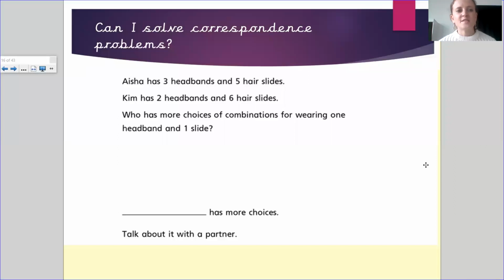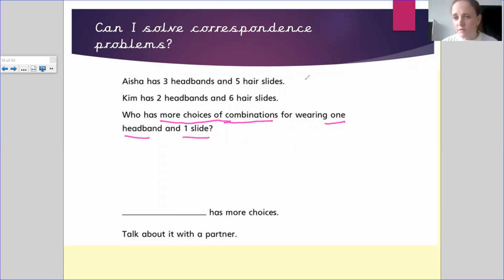Our next question says, Aisha has 3 headbands and 5 hair slides. Kim has 2 headbands and 6 hair slides. Who has more choices? And I'm going to underline that because that's the important bit that we need to remember. More choices of combinations for wearing 1 headband and 1 slide.